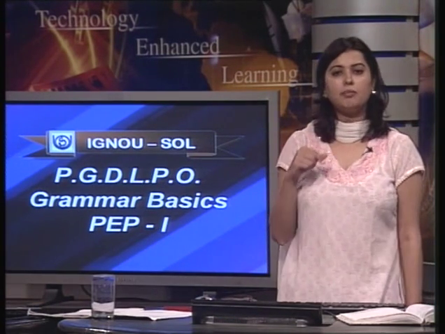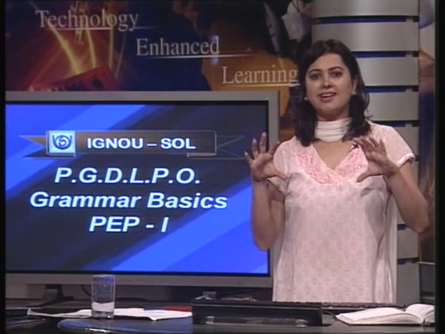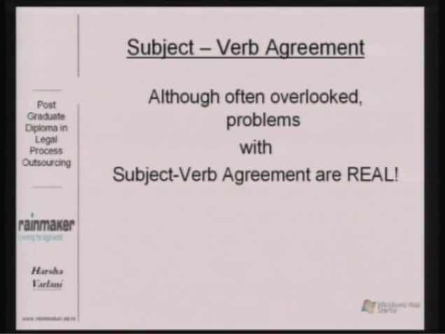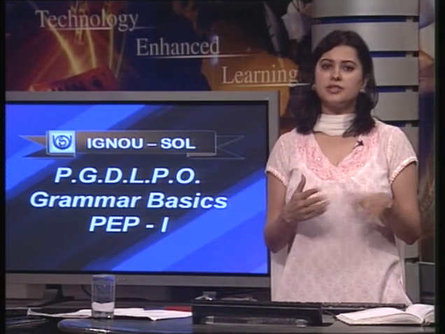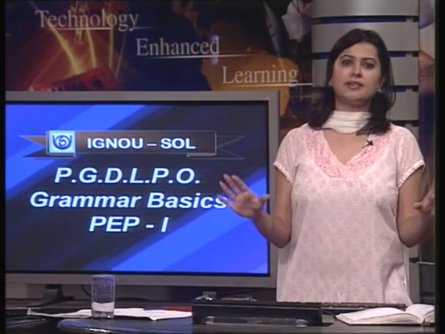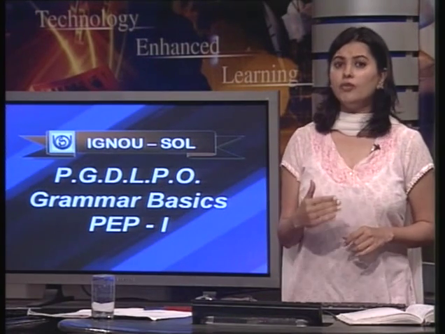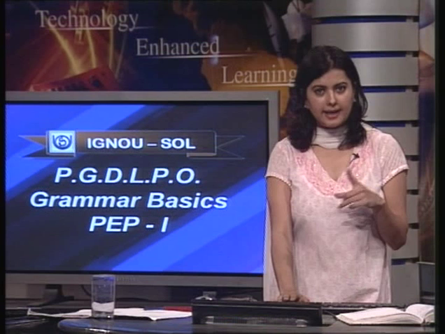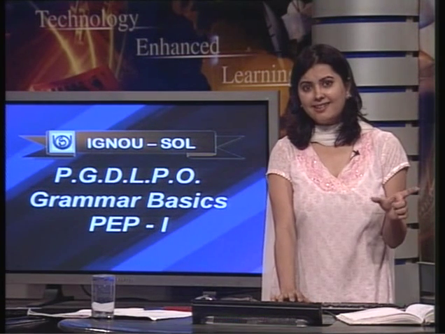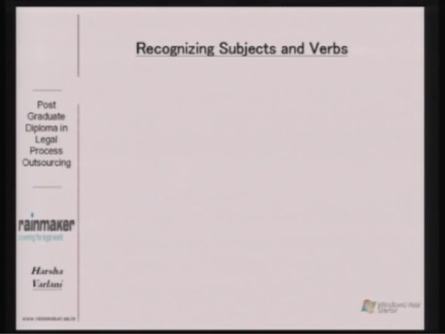It's very important for us to realize that every sentence has a subject and a verb, and they need to agree with each other. Often overlooked problems with subject-verb agreement are real. A lot of us think that the subject and verb are agreeing with each other, hence the sentence is grammatically correct. However, we overlook the obvious.